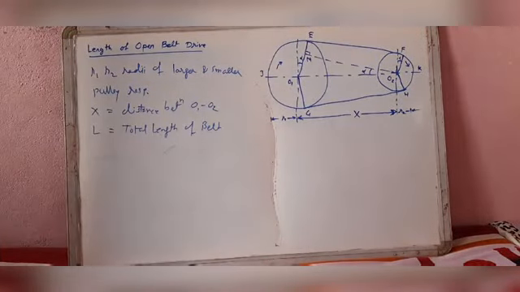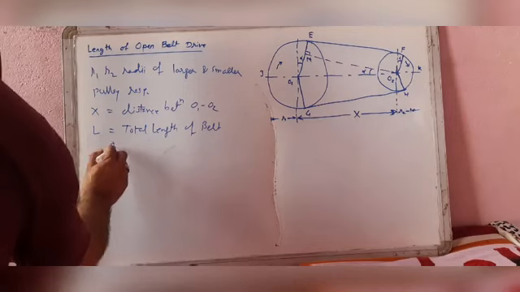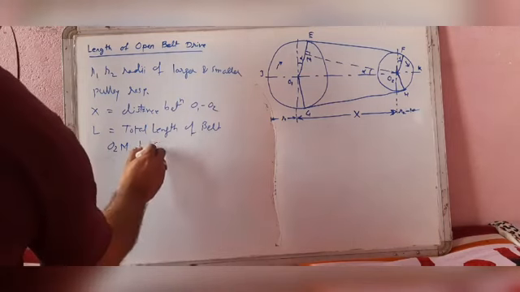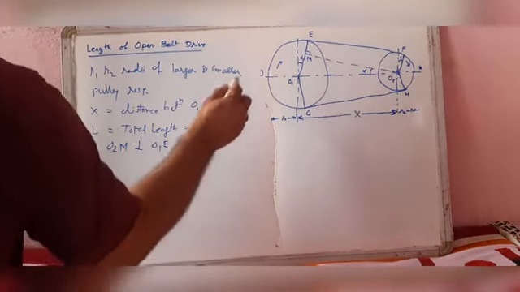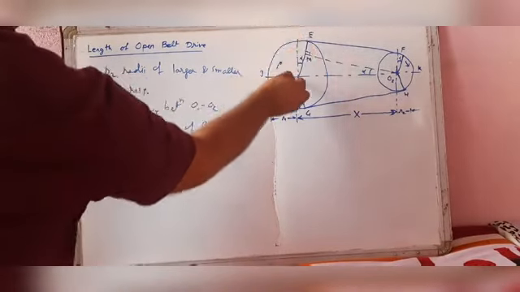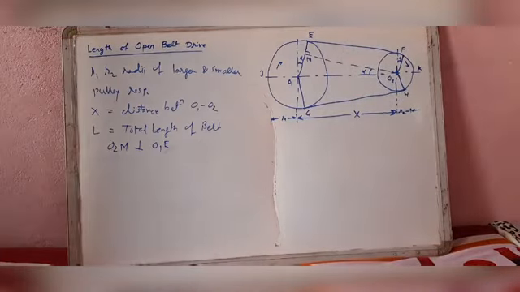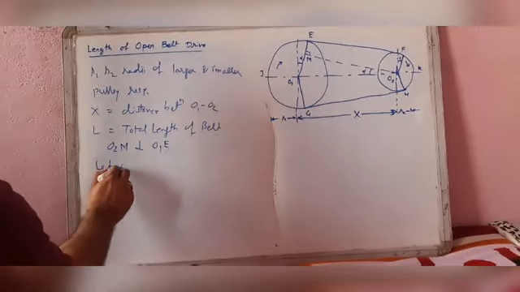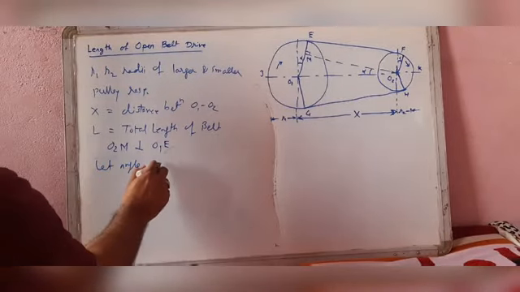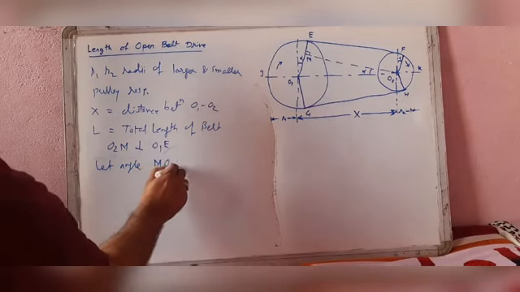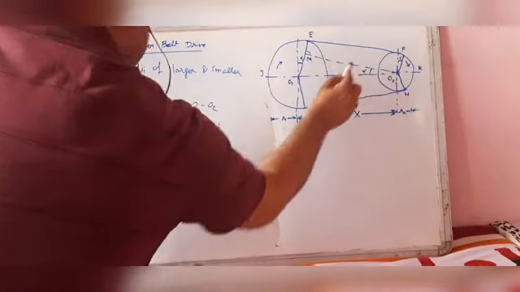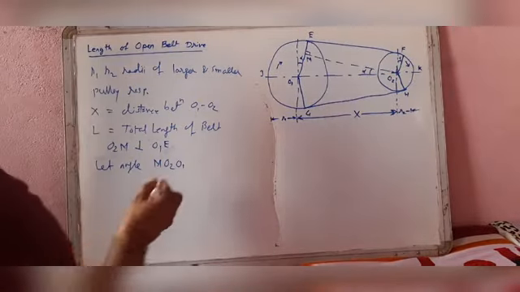From the geometry of the figure, we find that O2M will be perpendicular to O1E. Let the angle MO2O1 be alpha radians.